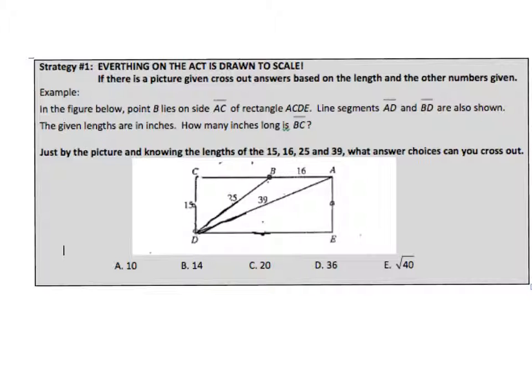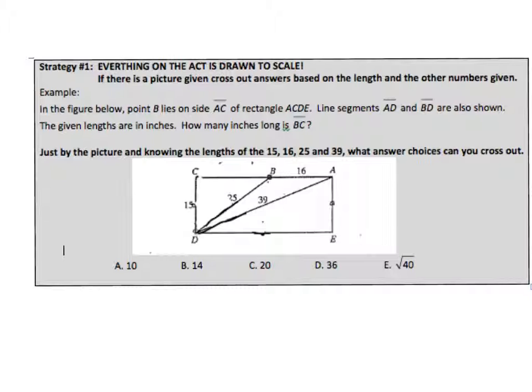So we're going to talk about strategies to eliminate the answers, and I will show you that you can narrow it down to two options just based on the size. So even if you don't know how to do the math, you can narrow it down to a 50-50 shot.